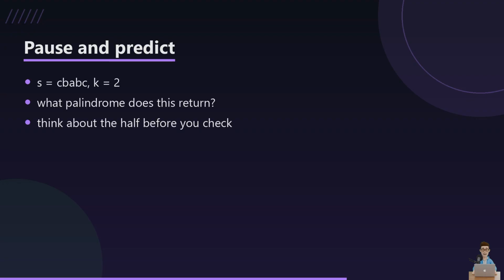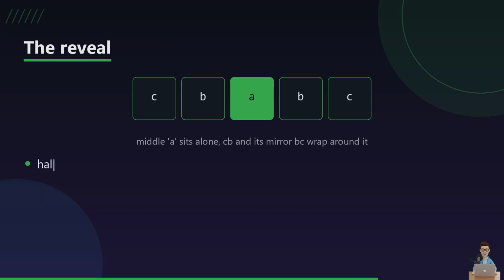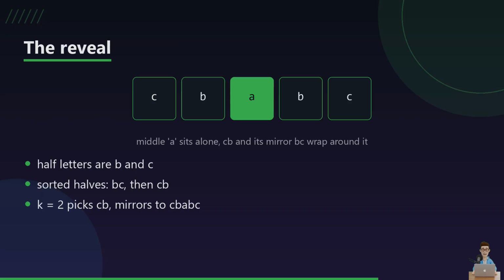S is cbabc and K is 2. What comes out? Remember, you only need to think about the left half. The half only has one b and one c, so there are just two possible halves, bc and cb, in that alphabetical order. K equals 2 lands on cb, mirror it around the middle a, and you get cbabc right back. In short, the kth palindrome is decided entirely by ranking that tiny half.